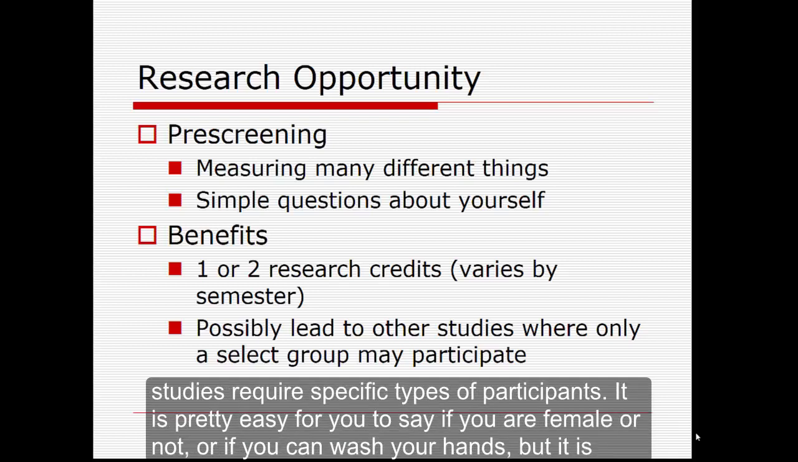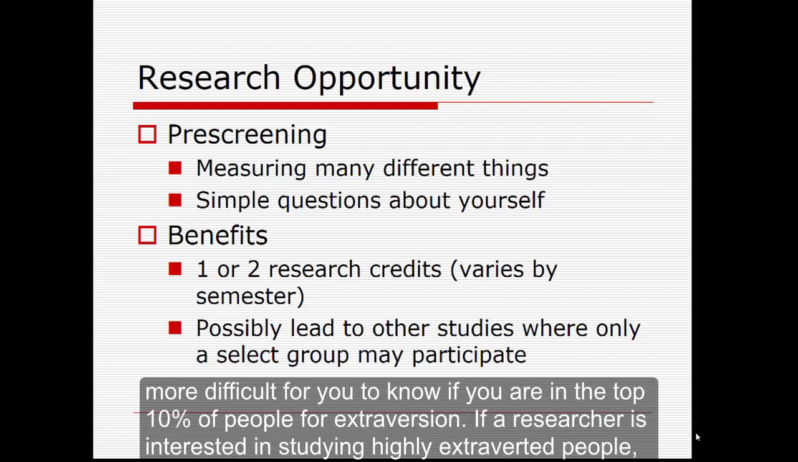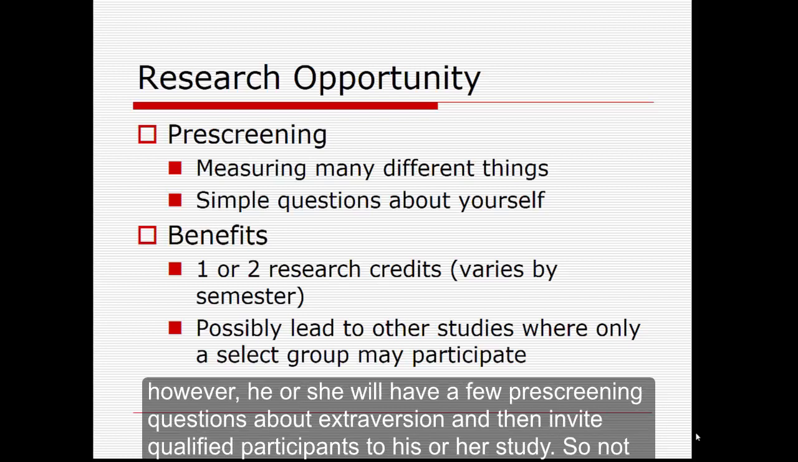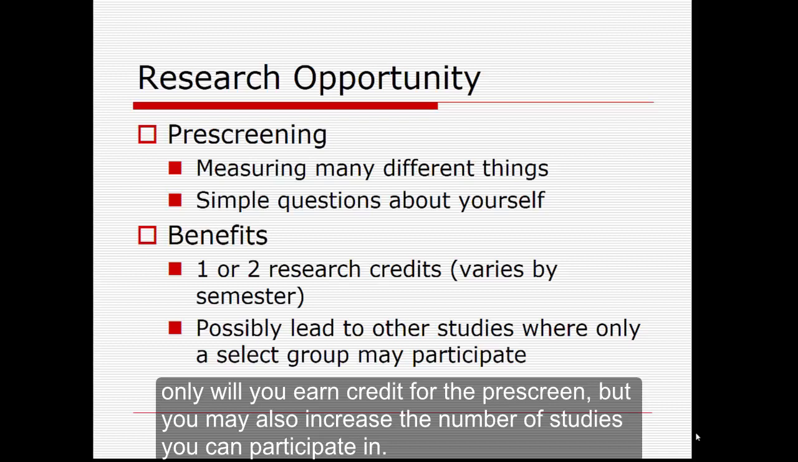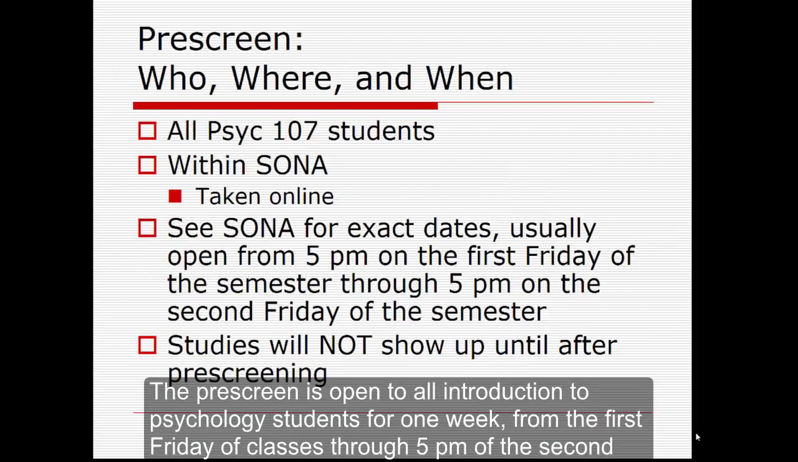I mentioned before that some studies require specific types of participants. It's pretty easy for you to say if you are female or not, or if you can wash your hands, but it's more difficult to know if you're in the top 10% of people for extroversion. If a researcher is interested in studying highly extroverted people, however, he or she will include a few pre-screen questions about extroversion and then invite qualified participants to his or her study. So not only will you earn more credit for participating in the pre-screen, but you may also increase the number of studies you can participate in.